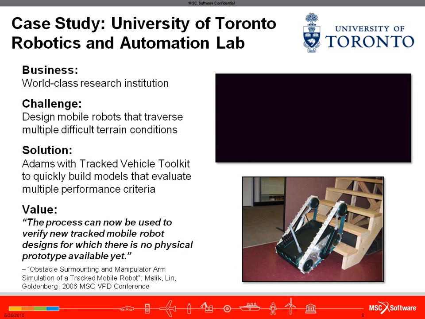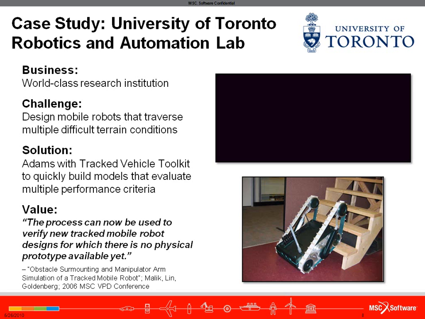Researchers at the University of Toronto's Robotics and Automation Lab used atoms to simulate mobile robots with track systems. They used a module called the Atoms Tracked Vehicle Toolkit, or ATV, to create the virtual prototype of an existing robot. The ATV toolkit was used for the dynamic modeling of the robot's track system in order to capture its flexible behavior and the interaction with its surroundings. The virtual prototype was validated using test results from the existing physical prototype.